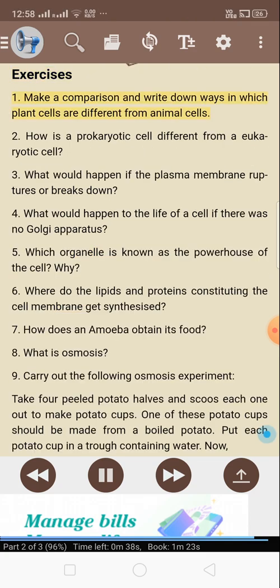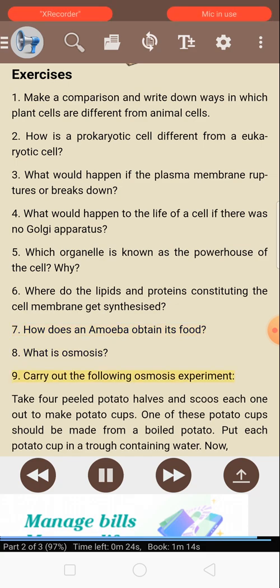Exercises. 1. Make a comparison and write down ways in which plant cells are different from animal cells. 2. How is a prokaryotic cell different from a eukaryotic cell? 3. What would happen if the plasma membrane ruptures or breaks down? 4. What would happen to the life of a cell if there was no Golgi apparatus? 5. Which organelle is known as the powerhouse of the cell? Why? 6. Where do the lipids and proteins constituting the cell membrane get synthesized? 7. How does an amoeba obtain its food? 8. What is osmosis? 9.